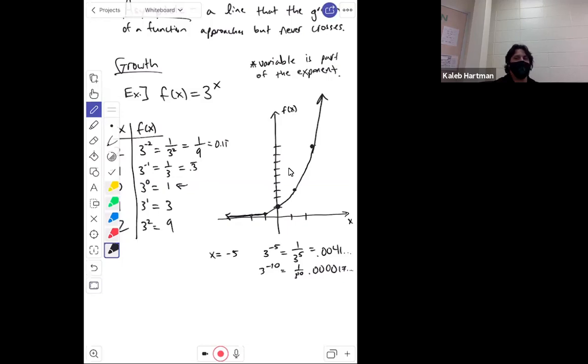Okay, so that is what an asymptote is. And exponential functions are our first really good look at them. Questions on this first example?